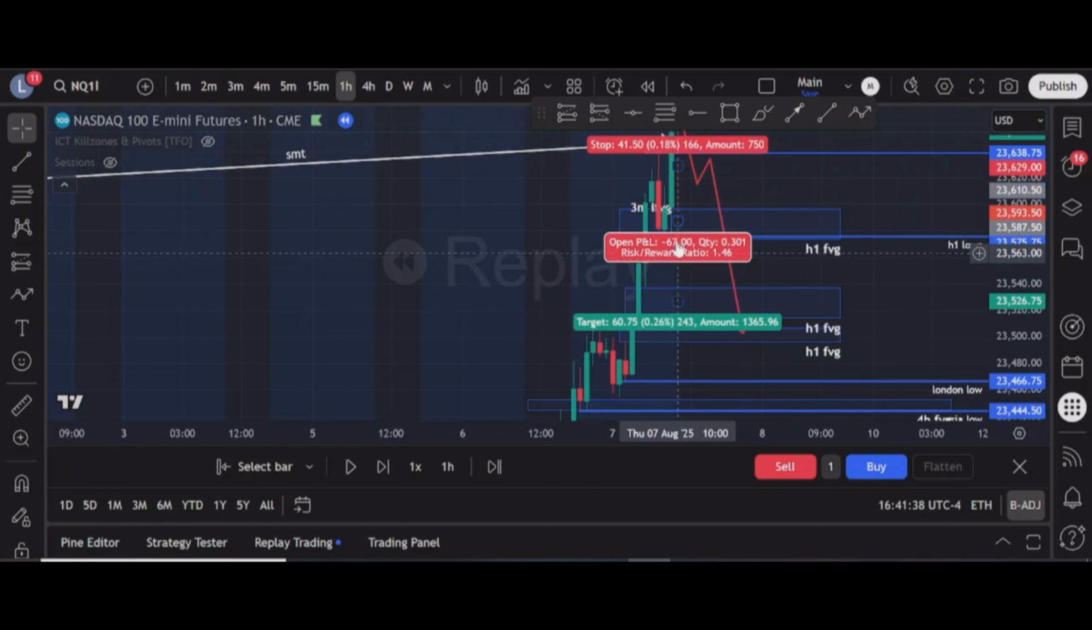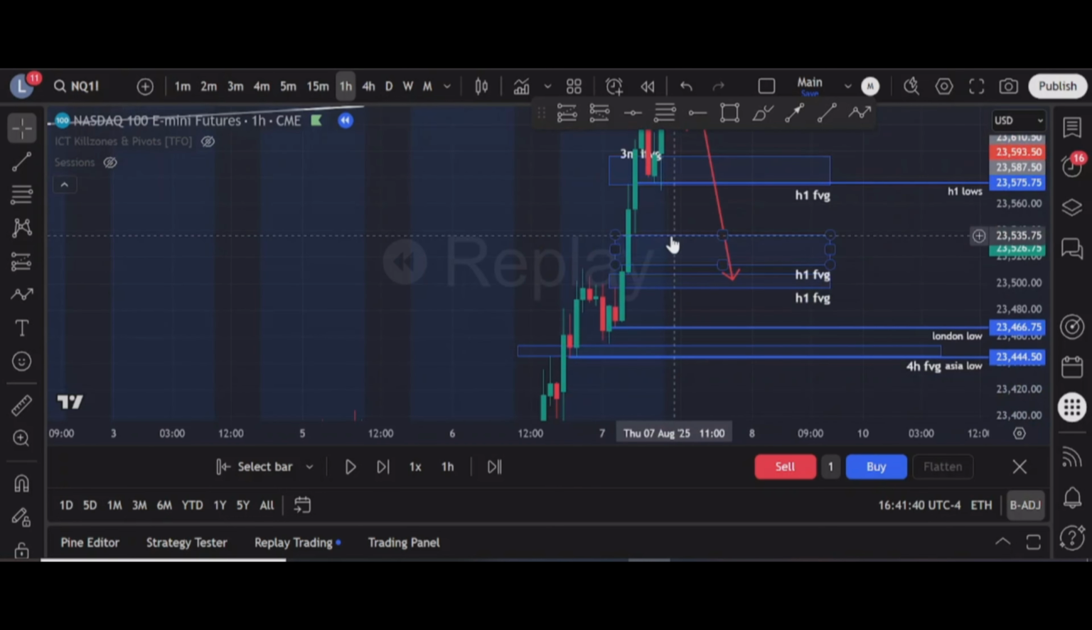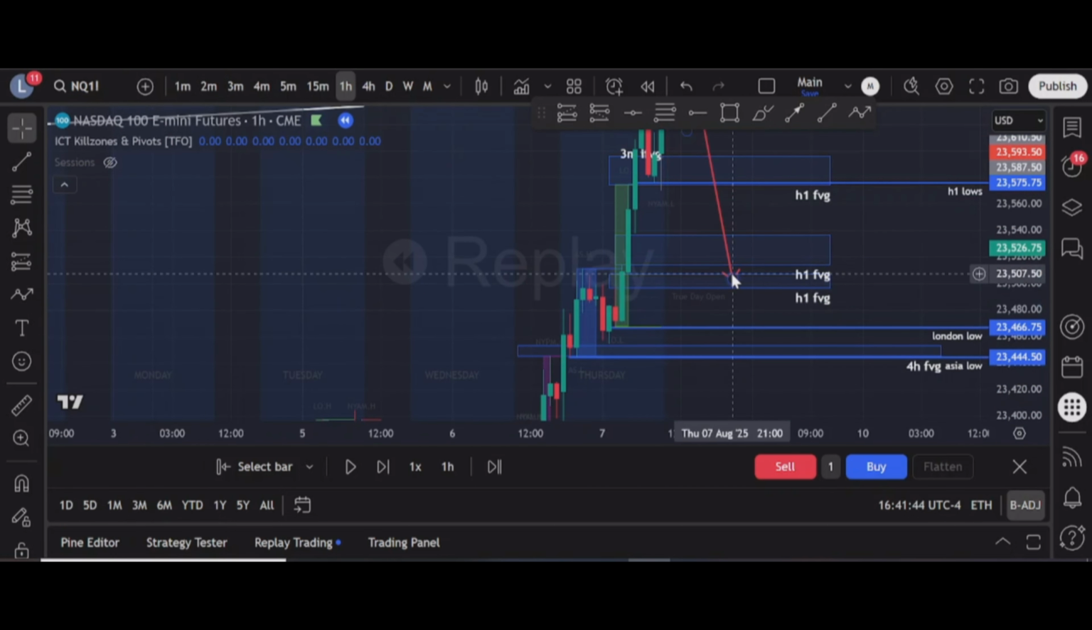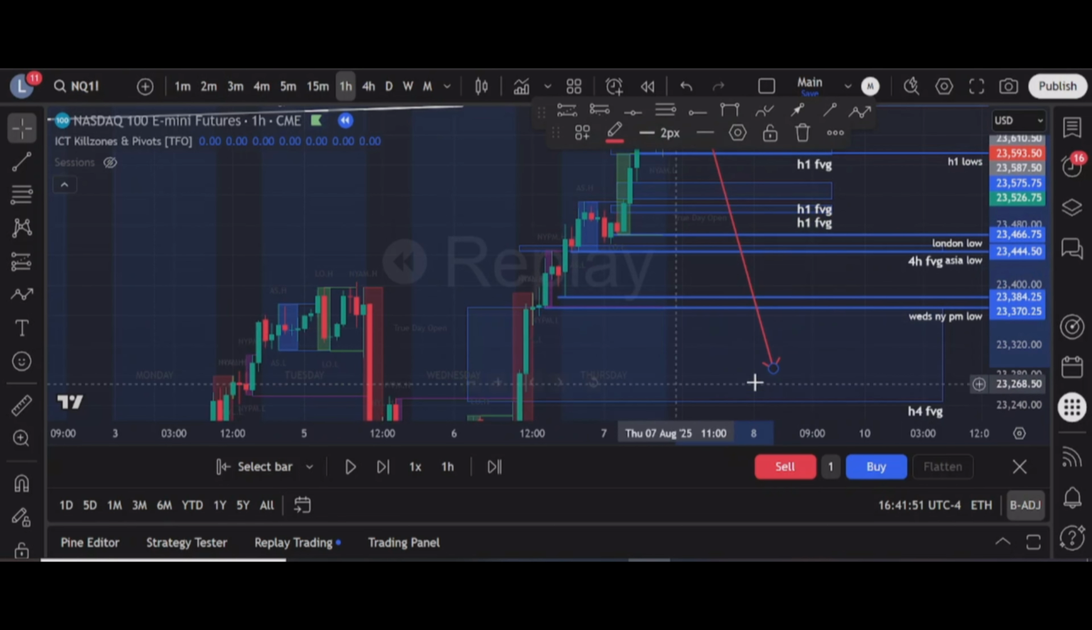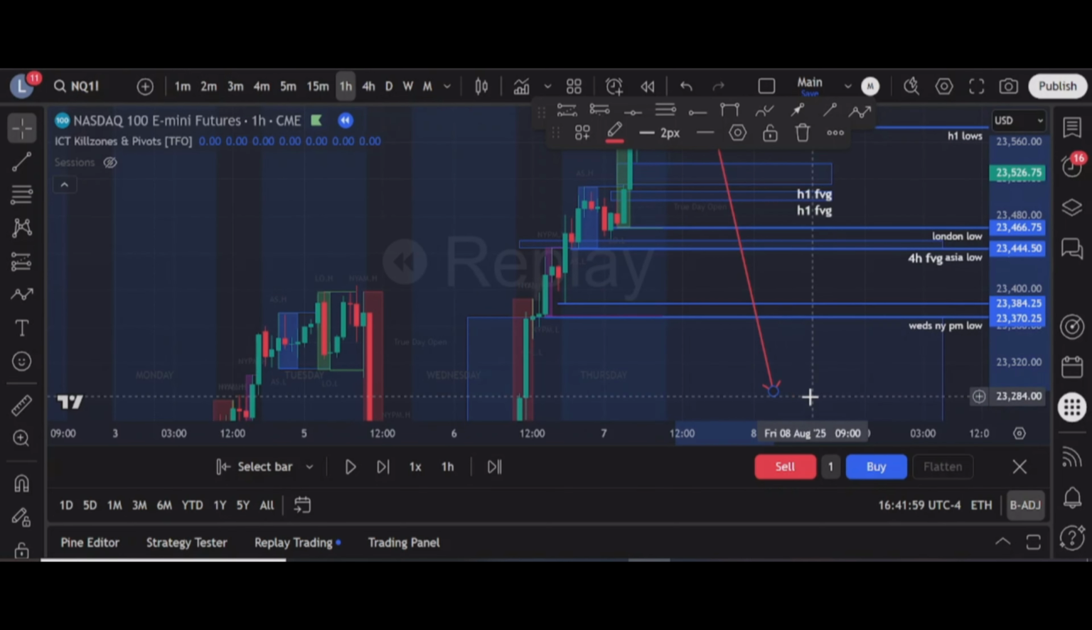We're going to see price come down to this low, this fair value gap, this fair value gap, and if we turn the kill zones indicator on, we want to see it potentially come down to this London low, and then to this Asia low, and then you could really see it come down and fill this 4-hour fair value gap in, because when you have a gap that's resting just below or above a bunch of draws on liquidity, price is usually just going to aggressively move through all of them.